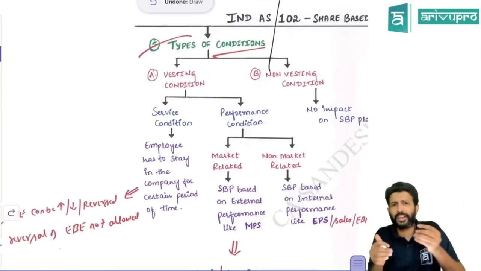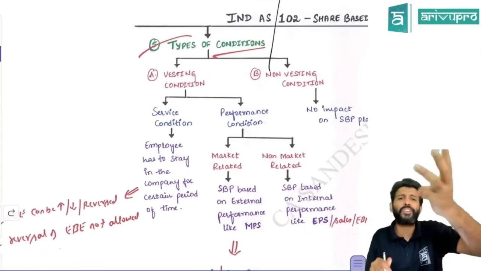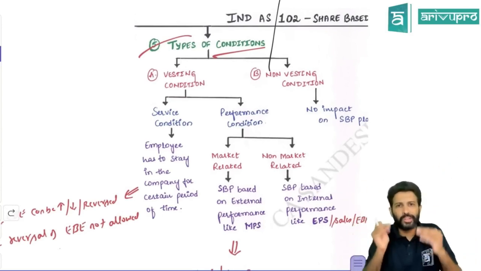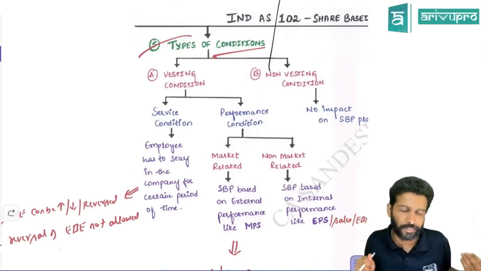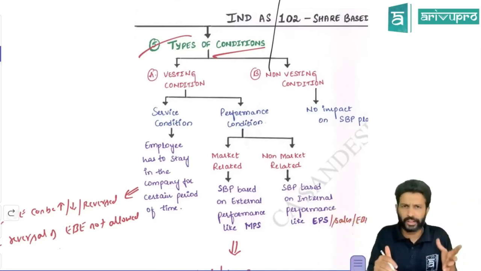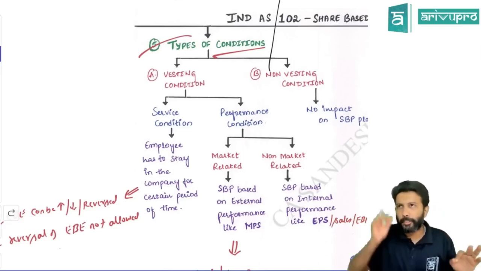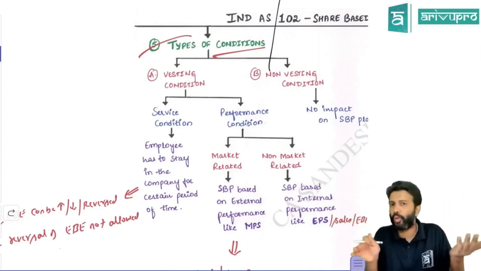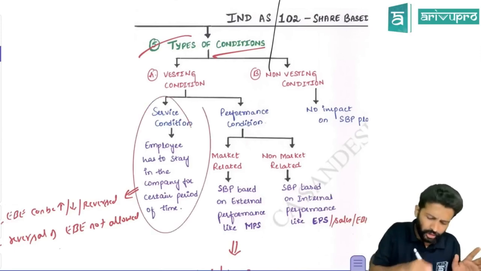So let's say the company tells the employee, stay in my organization for 3 years and I will give you shares. Only those employees who stay for 3 years will get the shares. Those who quit within 3 years will not get the shares. So employees meeting the condition will be eligible, and those who don't fulfill it will not get the shares. That is your service condition.